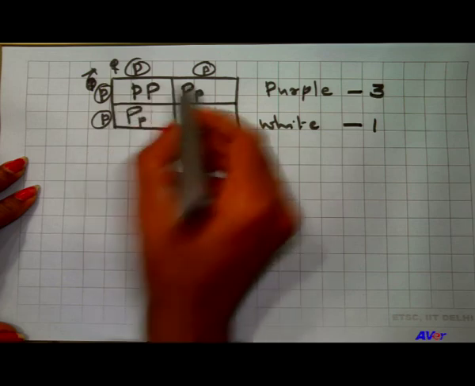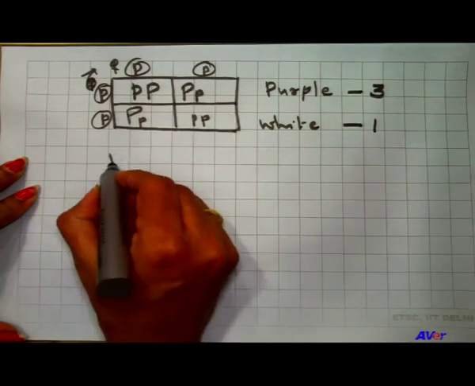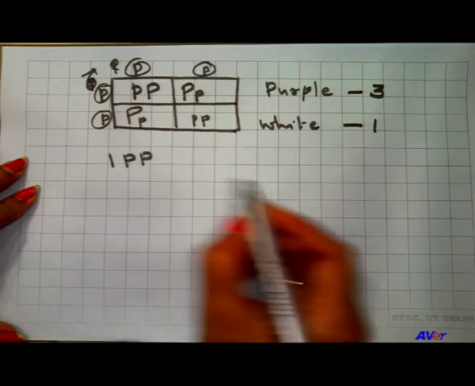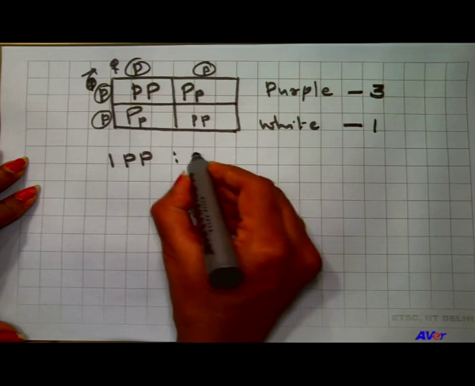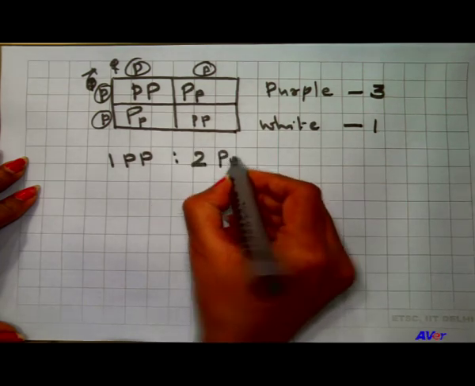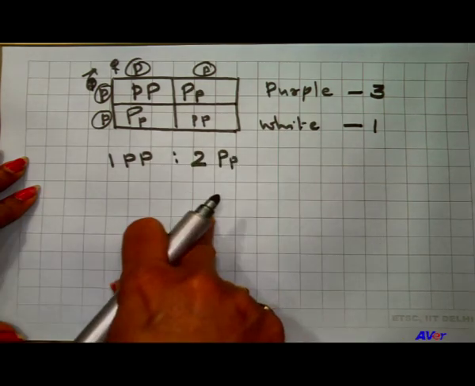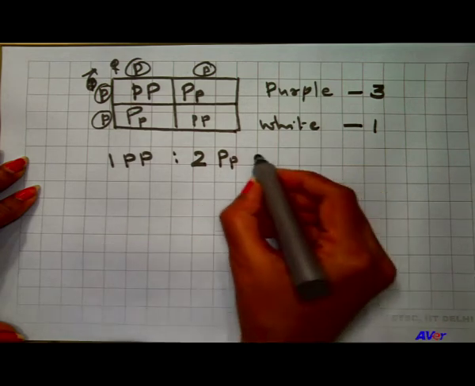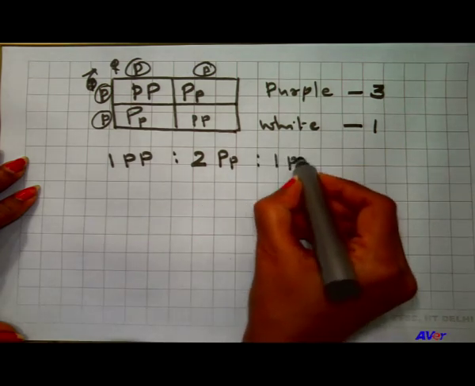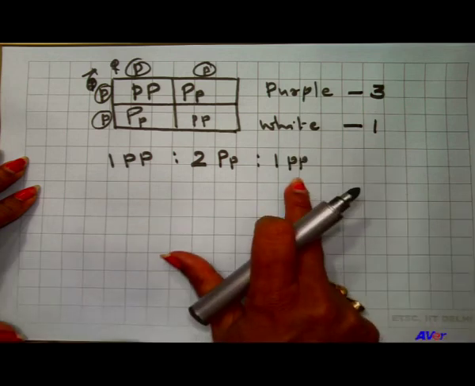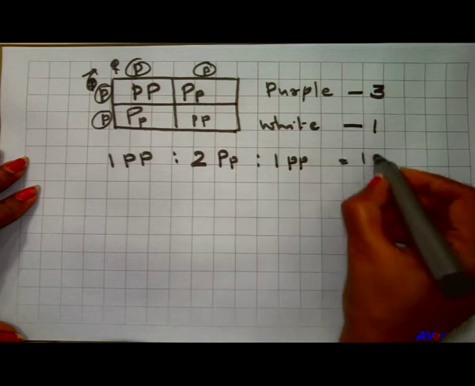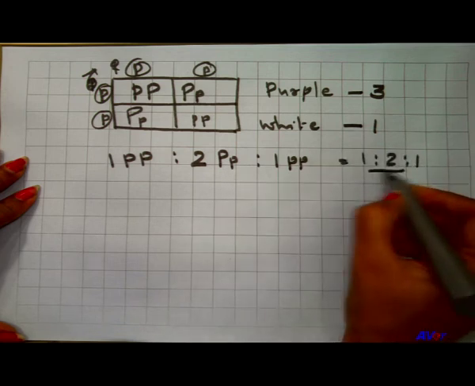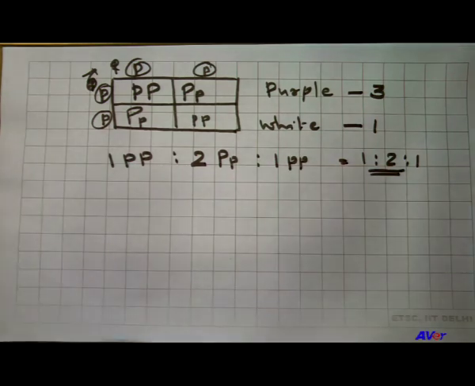Now comes the genotype. One is having capital P capital P genotype, that is homozygous for purple, and 2 individuals are having capital P and small p genetic makeup. The other one is having small p small p gene constitution. So, here the genotypic ratio is 1 is to 2 is to 1. So, this is your answer for this particular problem.